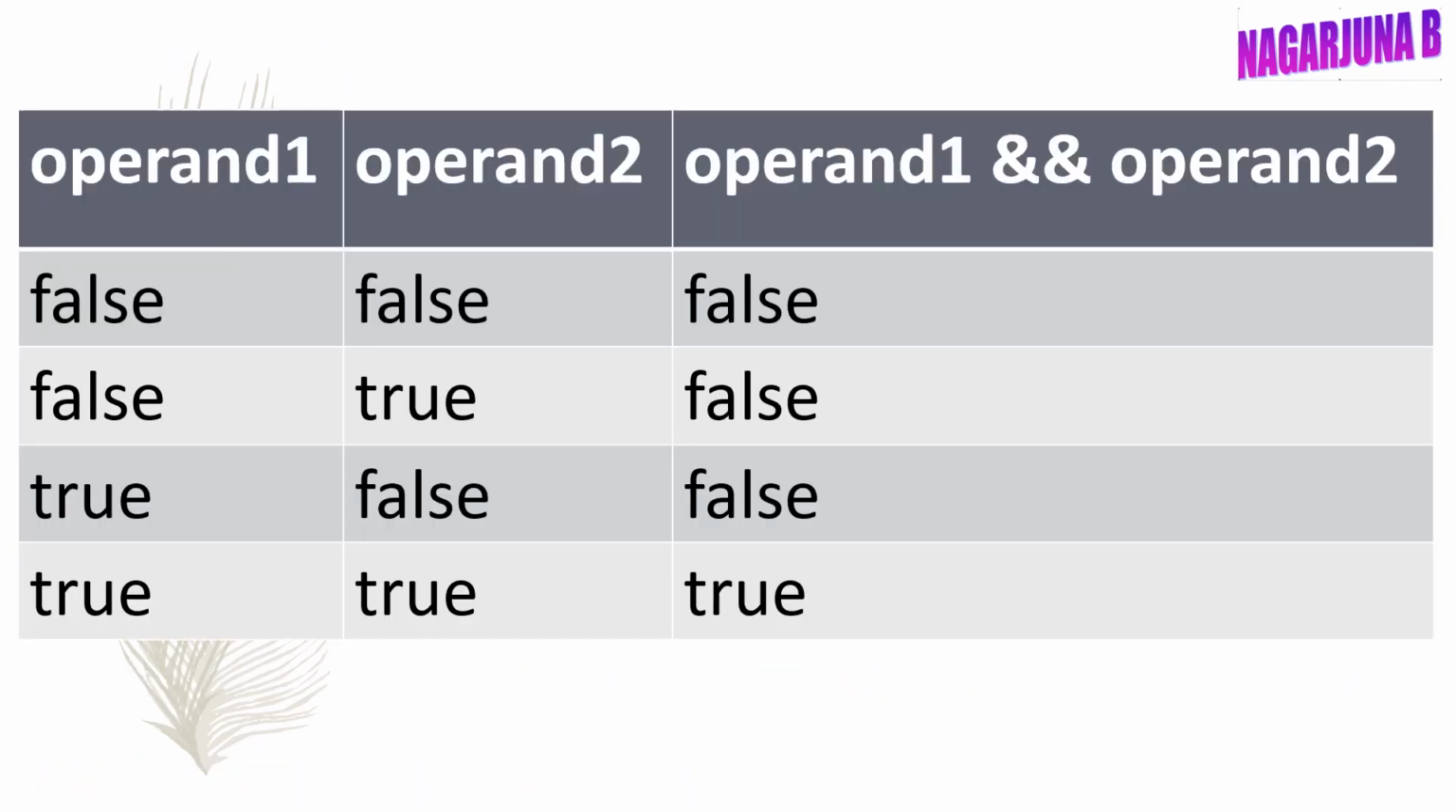This is the truth table of an AND operator. Operand 1, operand 2, and operand 1 double ampersand operand 2, where the double ampersand represents an AND operation. As we know, the AND operation will be true if both the operands are true. In all other cases, it will be false. According to this table, we can see that in the last row the AND operation is true because both operand 1 and operand 2 are true, whereas in other cases it is false.